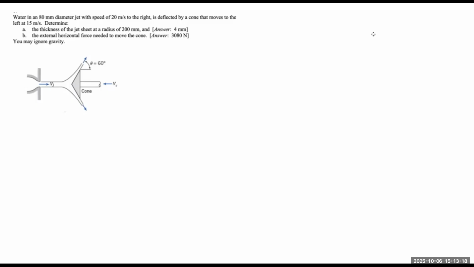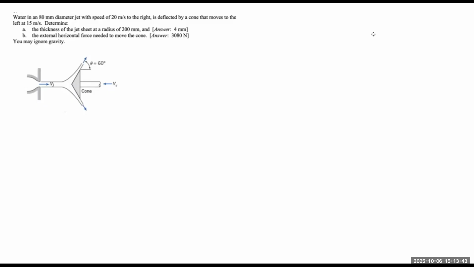Today we're going to go over this problem of fluid mechanics. Water in an 80 millimeter diameter jet with a speed of 20 meters per second to the right is deflected by a cone that moves to the left at 15 meters per second. Determine the thickness of the jet sheet at a radius of 200 millimeters and the external horizontal force needed to move the cone. You may ignore gravity.